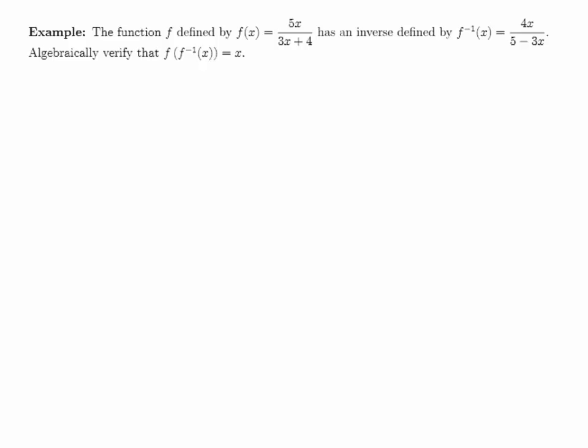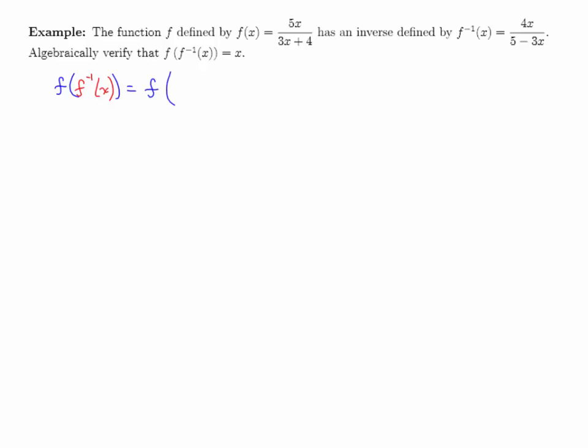In this example, we have the function f and its inverse given, and we're going to algebraically verify that f composed with f inverse of x is equal to x. So to start, we'll start with that left-hand side, and then we'll algebraically simplify until we see that it equals x. So we'll take f and we'll compose that with f inverse. So we've got f of f inverse of x. And like any composition, we're going to start on the inside.